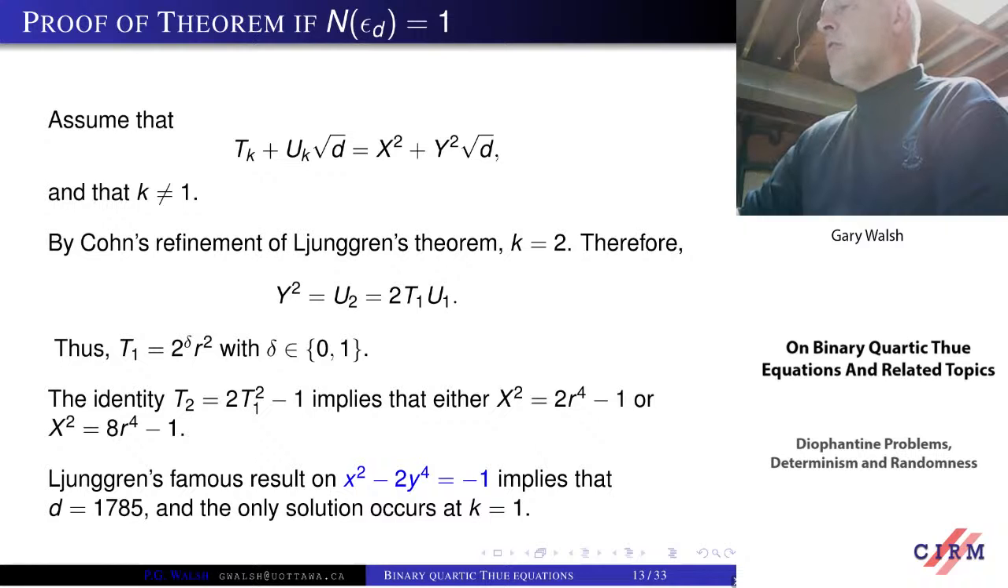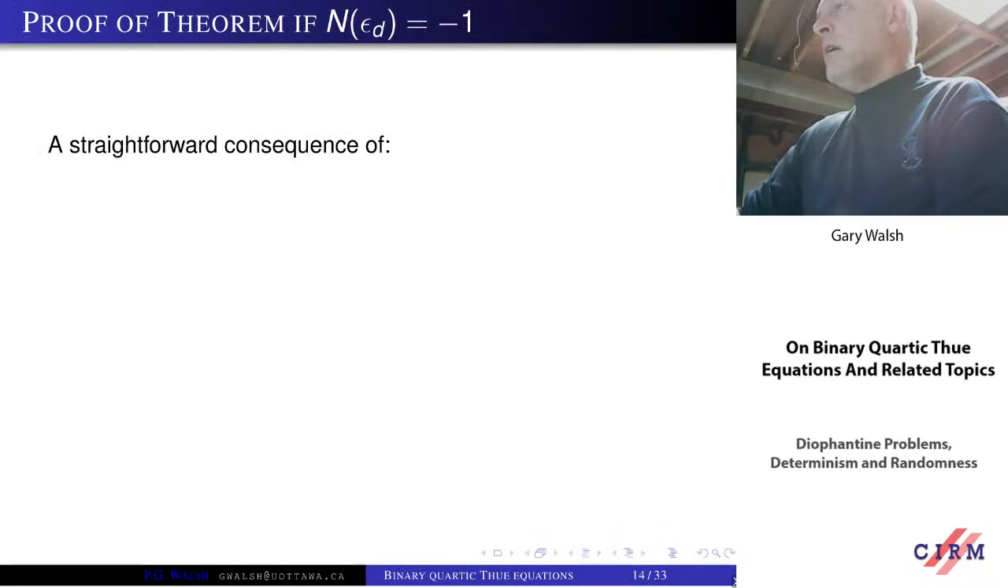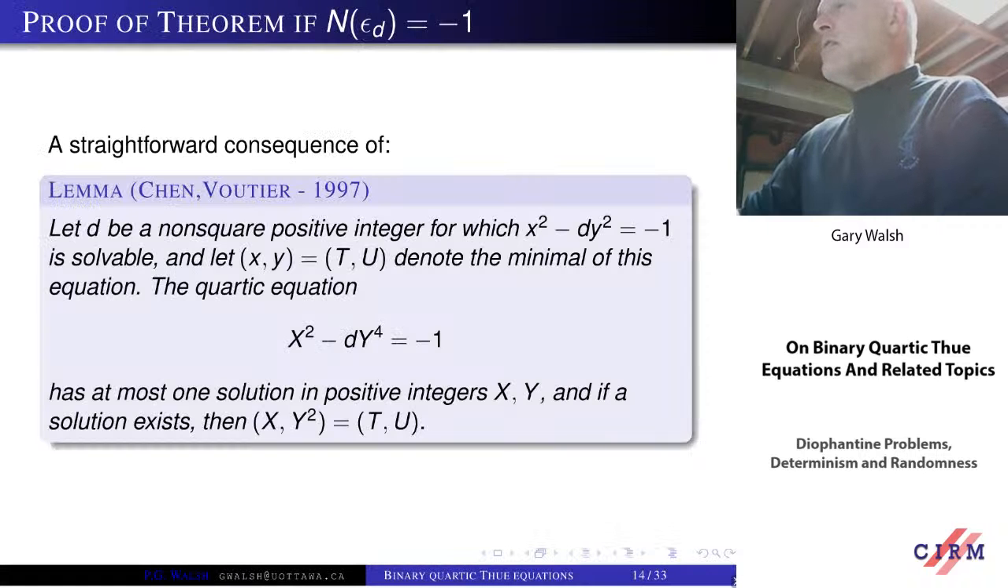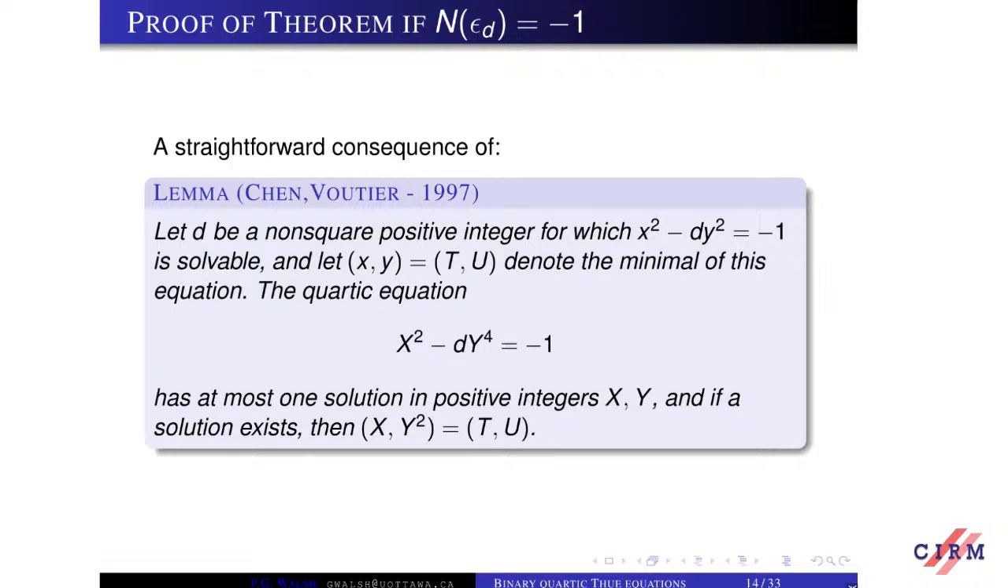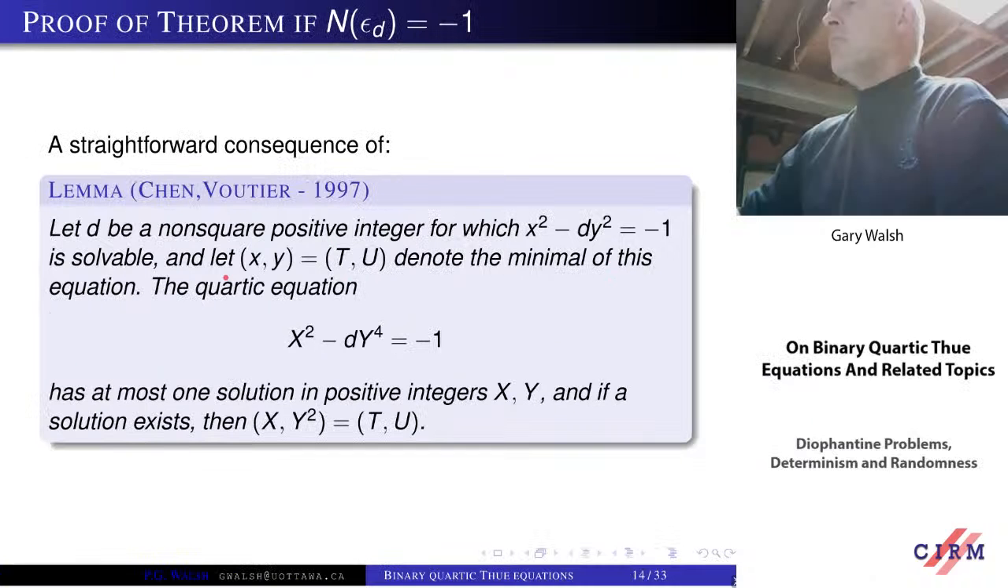Okay, so this completely solves the problem in the case of the norm being 1. Now, if the norm is equal to -1, this is an easier case because it's a straightforward consequence of a very beautiful theorem by Chen and Voutier from 1997, who generalized the result of Ljunggren that I just mentioned. Here, let D be bigger than 2, a non-square positive integer for which the negative Pell equation is solvable.